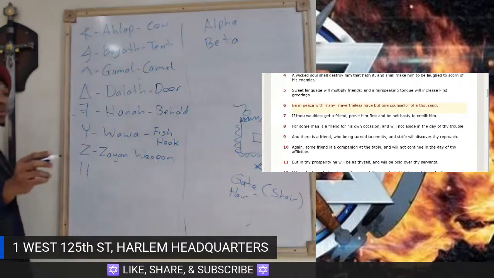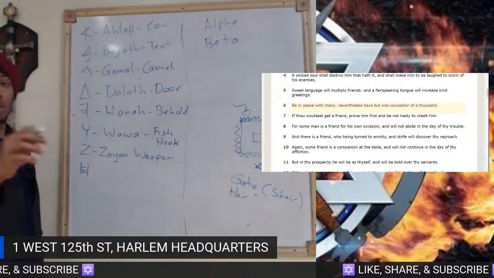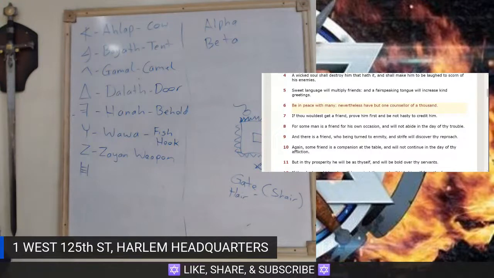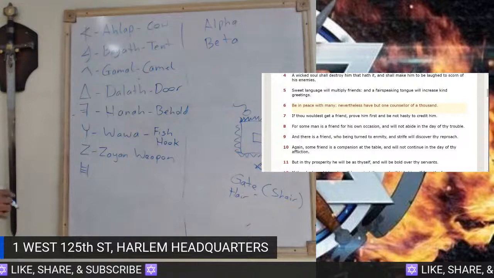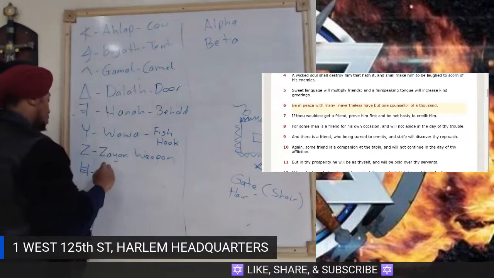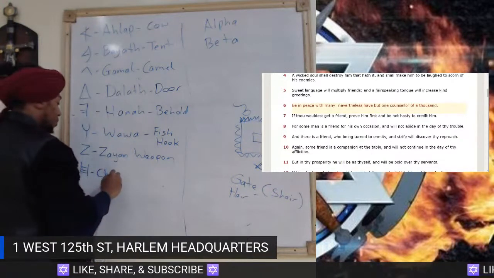What scripture did we have there? Ecclesiasticus. Let the brothers over here come see if you can find the link for the Hebrew alphabet. See if you can post it in the chat. Go ahead, Matt. Okay.